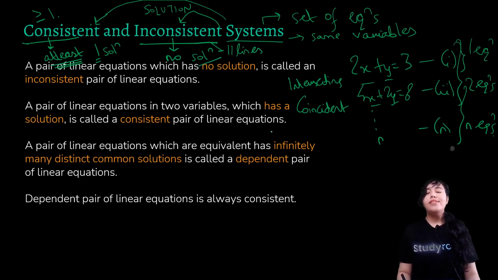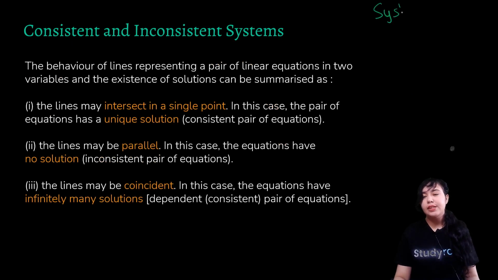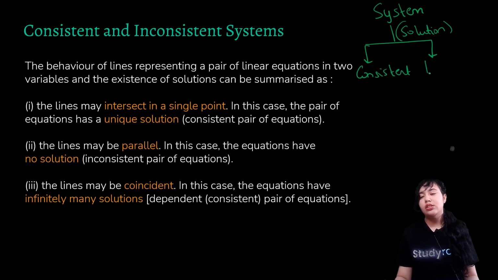Okay. Now when we talk of consistent and inconsistent systems, we also talk of dependent and independent pairs of linear equations. Okay, I'll just tell you what that means. So if I'm having a system, you can make use of this flow chart to understand it better. So on the basis of solution, what types of systems can we have? Consistent and inconsistent. And further, I told you consistent could be intersecting.